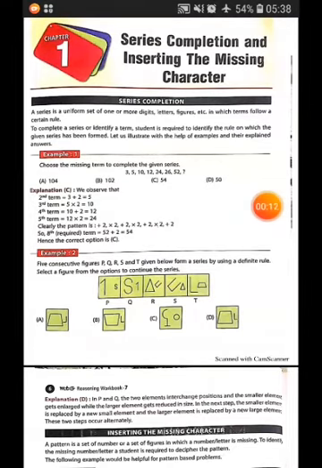Now first of all we have to learn what a series is. A series is a uniform set of one or more digits, letters, figures, etc. in which the terms follow a certain rule. To complete a series or identify a term, the student is required to identify the rule on which the given series has been formed. Now, let us see the first example of this series.